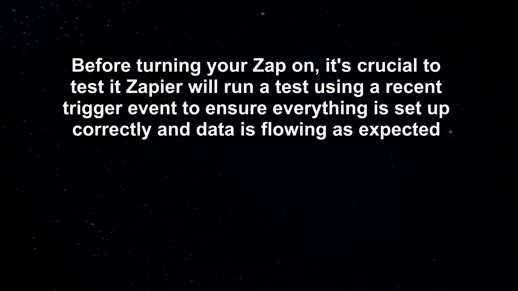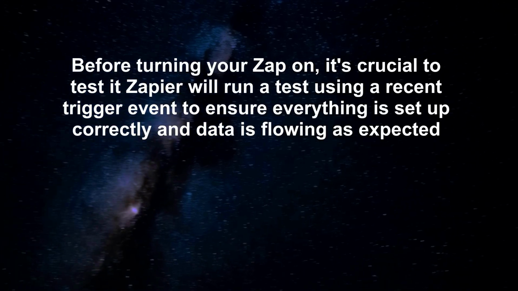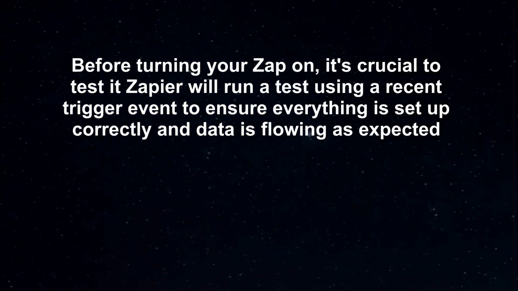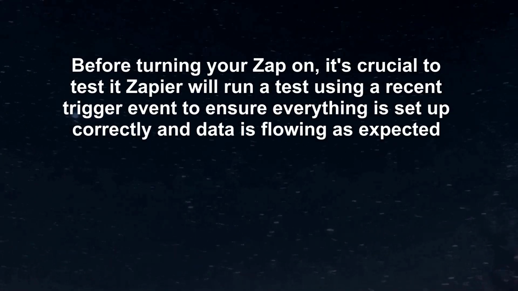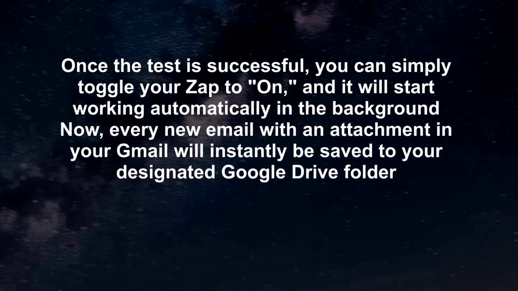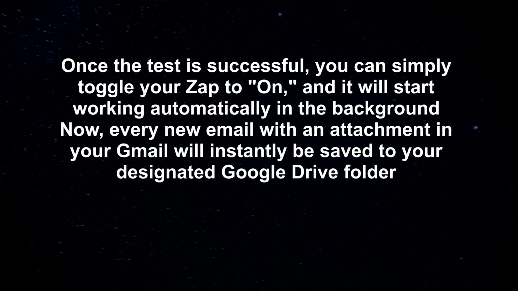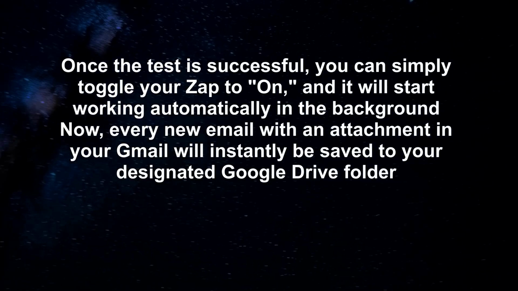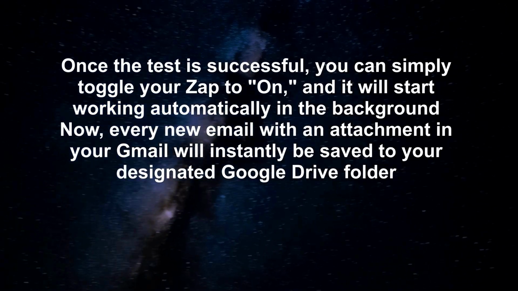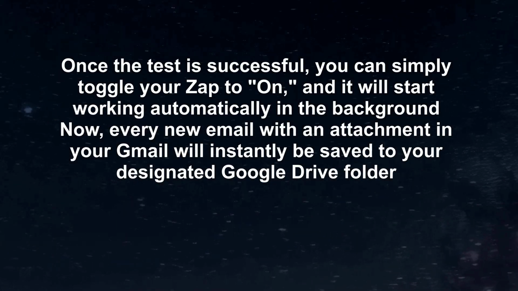Before turning your Zap on, it's crucial to test it. Zapier will run a test using a recent trigger event to ensure everything is set up correctly and data is flowing as expected. Once the test is successful, you can simply toggle your Zap to on, and it will start working automatically in the background. Every new email with an attachment in your Gmail will instantly be saved to your designated Google Drive folder.